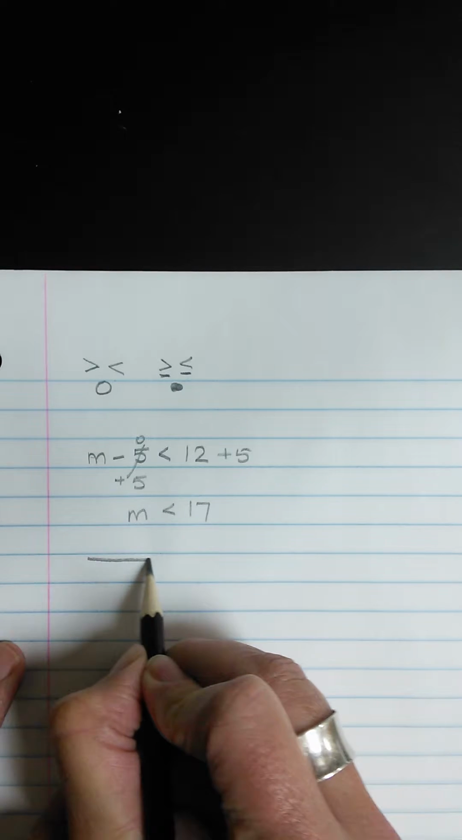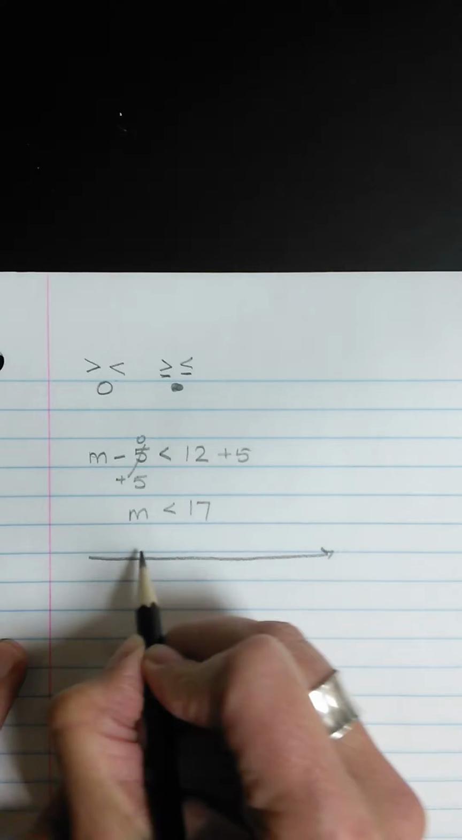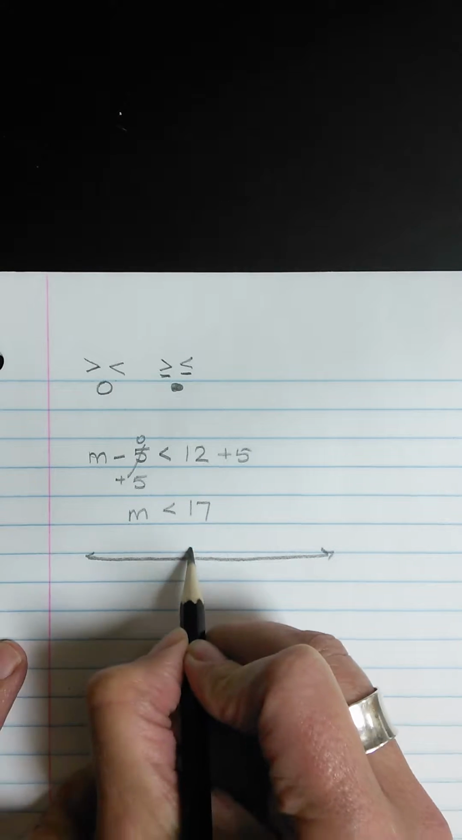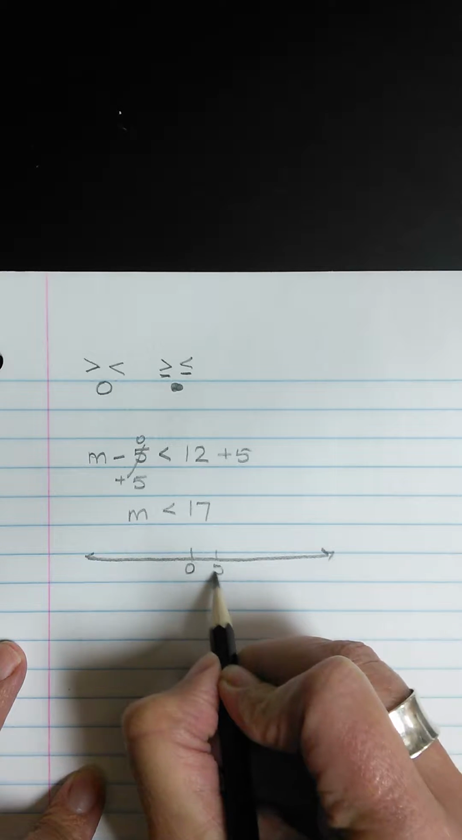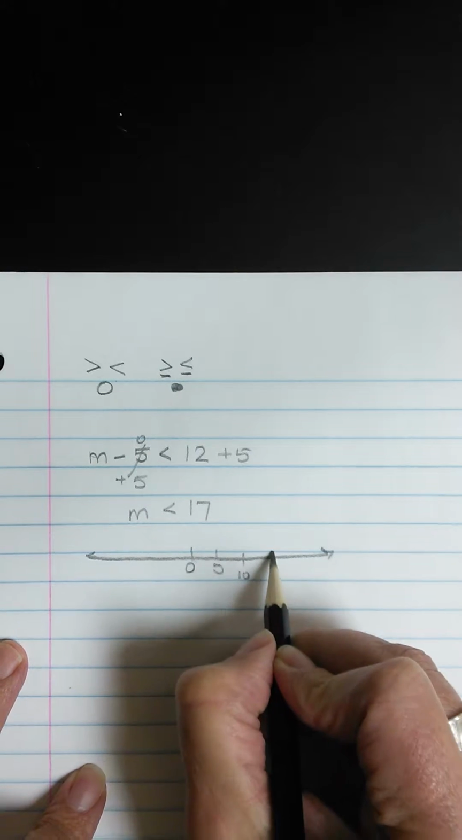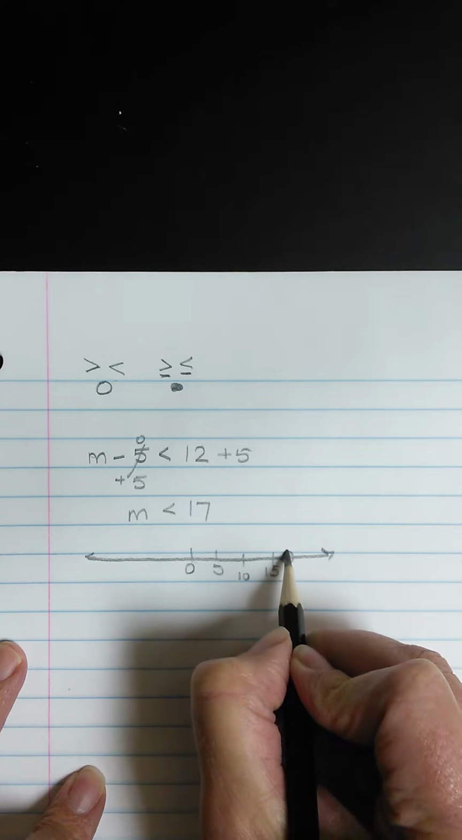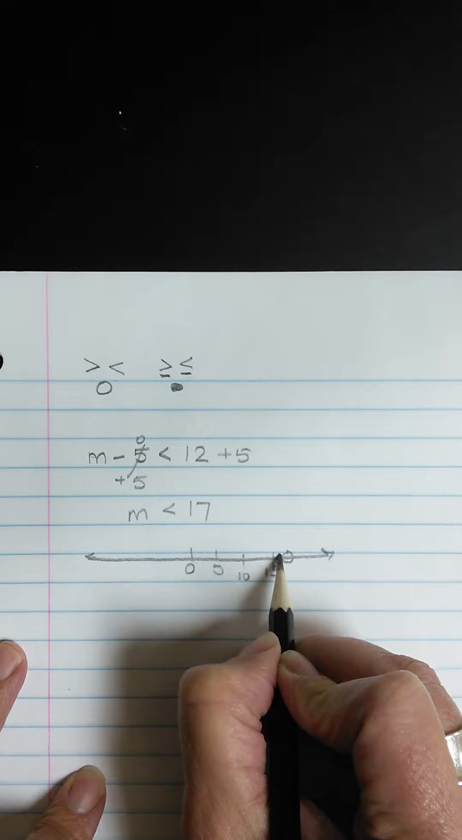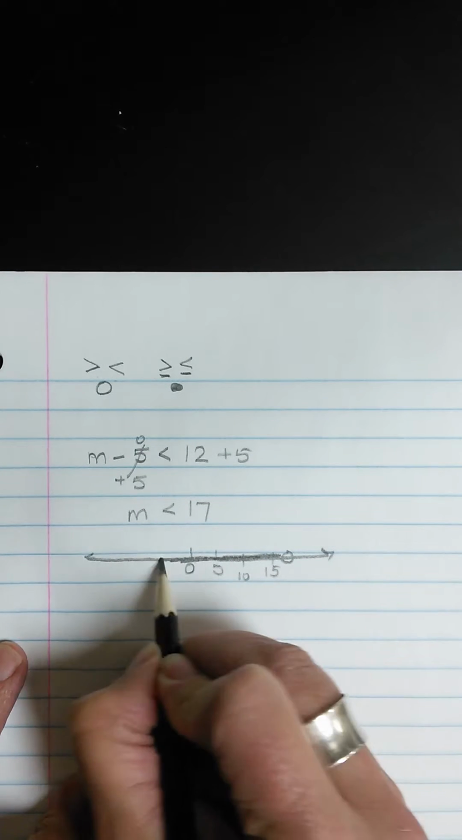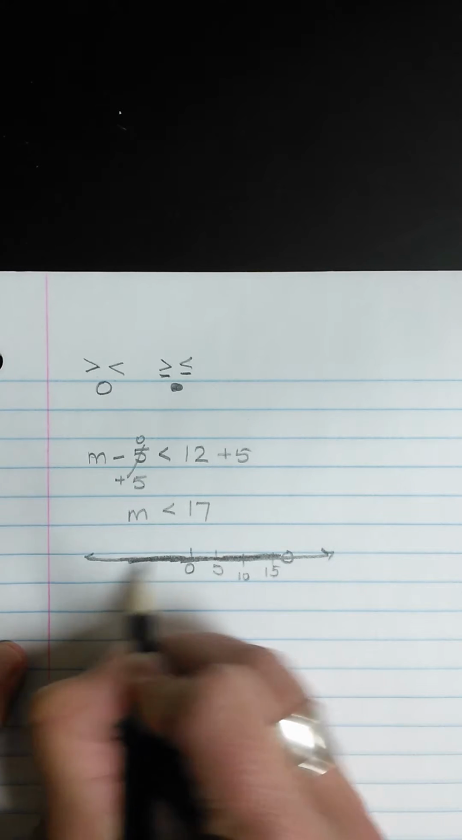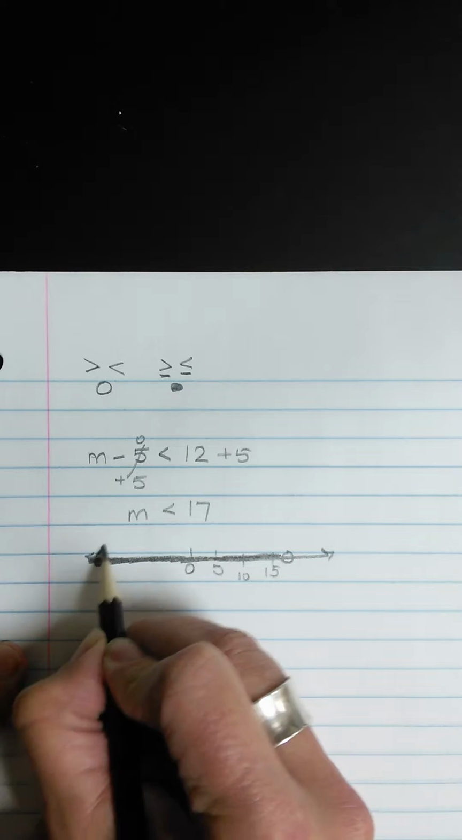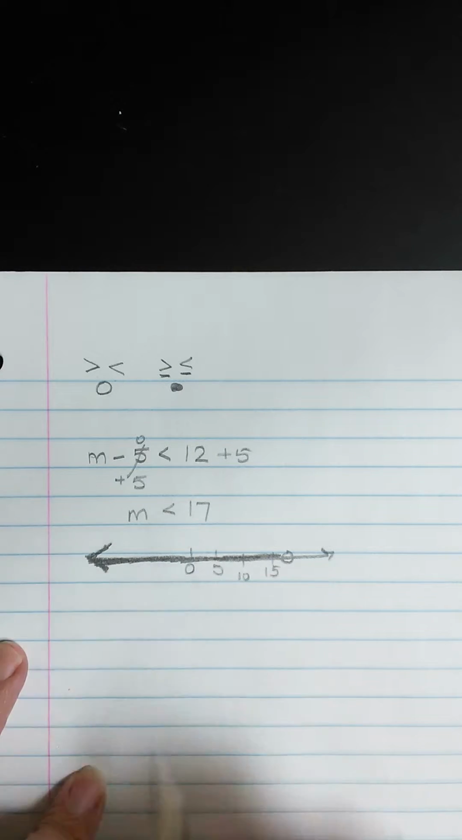Now if I had to graph that, I'm going to only do a portion of it. I'm going to do 0, 5, 10, 15. So it would be about here, and it would be an open circle. It would be all of the m's that are less than 17. So I'm going to make that a real dark line so I can tell that it's going this way, and it's right on the line. And there my arrow goes that way.